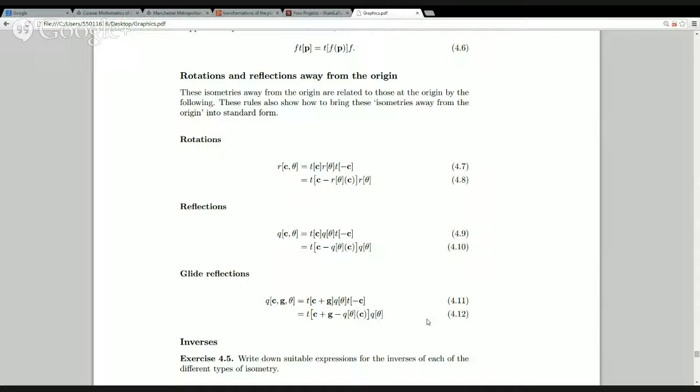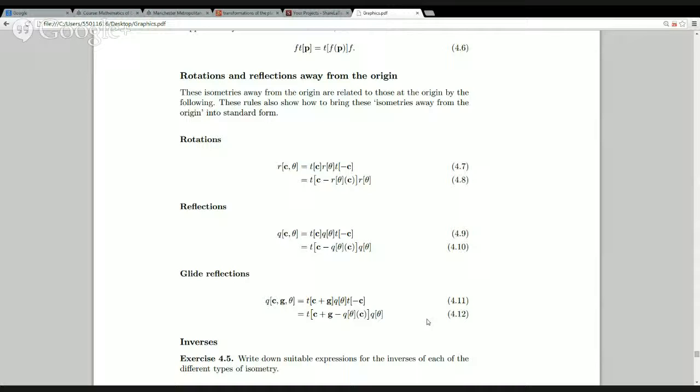Well, what's the inverse operation to rotating the plane about the point C by an angle theta? Well, you just have to undo the rotation. You just have to rotate it back. So you're still going around the same center, but this time you're going through an angle minus theta. You're simply undoing the rotation.